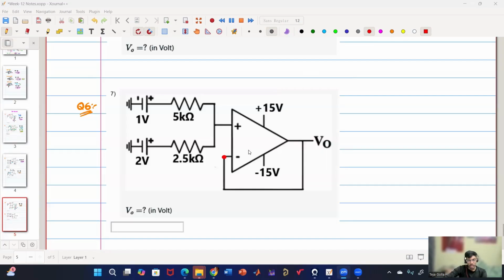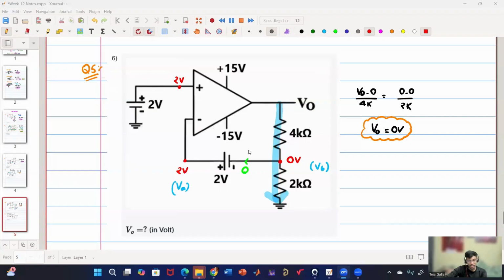For the previous problem, you said if it's V naught, then the other terminal is 0, for 2 volt. Here we are getting 0, right? Yes, sir. You said if one terminal is 2 volt, then the other terminal is 0. Why is it 0 again? Because 2 volt is connected across it. So if this is 2 volt, this is 0 volt, right?